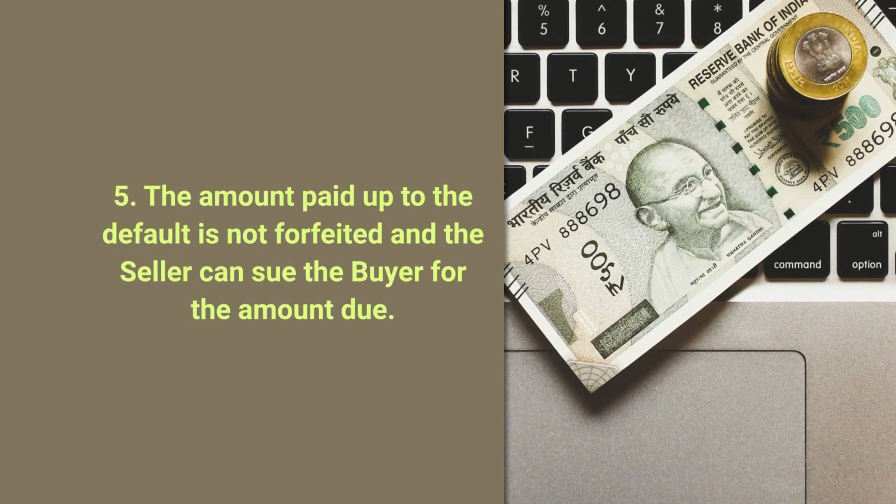The next one is, the amount paid up to the default is not forfeited. In the case of the hire purchase system, the amount already paid by the buyer up to the date of default can be forfeited by the vendor. But in this case, the seller can sue the buyer for the amount due, but he cannot forfeit the amount already paid by the buyer up to the date of default.